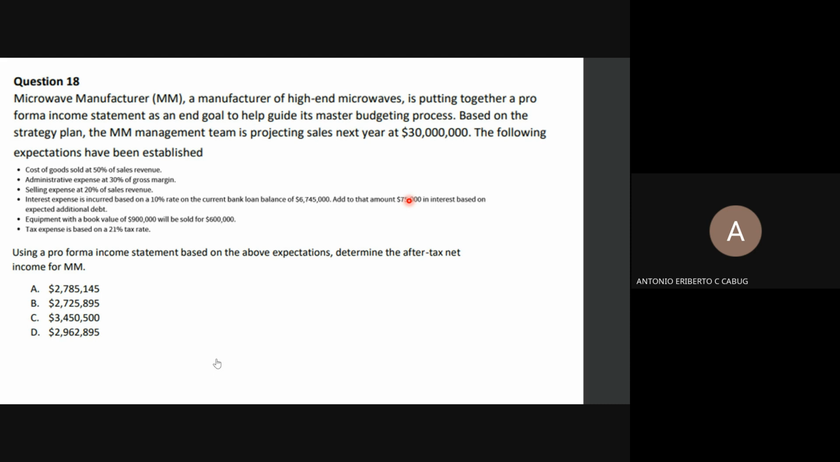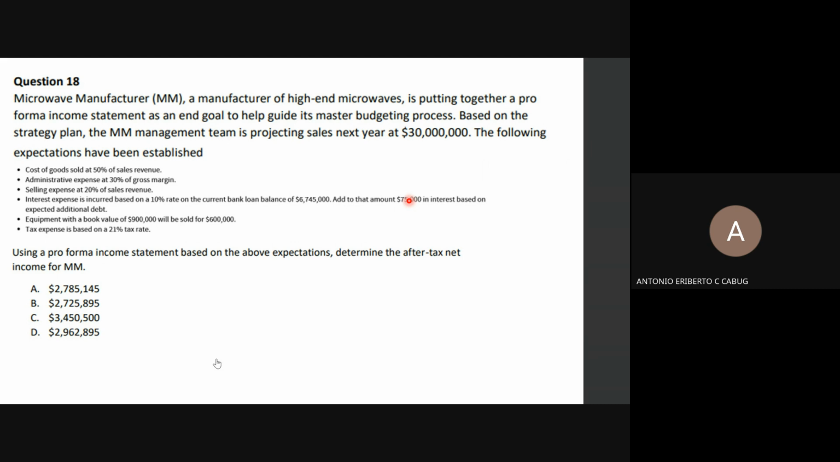Okay. Microwave manufacturer MM, a manufacturer of high-end microwaves, is putting together a pro forma income statement as an end goal to help guide its master budgeting process. So, inuuna muna yung pro forma income statement bago gawin yung master budget. Pwede yung ganon. Doon sa lecture natin asynchronously, gumagawa muna tayo ng master budget bago gawin yung pro forma. We do master budgeting before we do the pro forma FS. But in this case, we are to do the pro forma FS first. We forecast the FS and then work back on the budget.